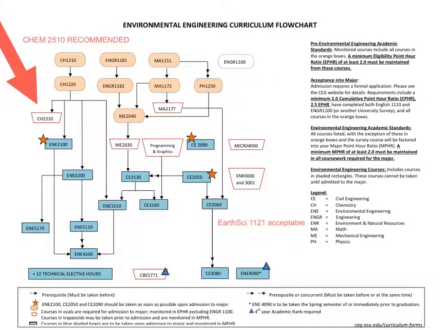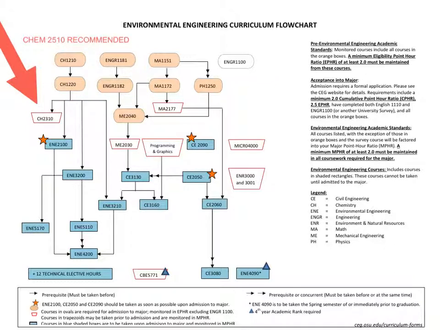An important note here as well is you see chemistry 2310 listed. We will also accept, and in fact we would actually recommend instead chemistry 2510. Our students seem to be doing much better in that class. 2310 tends to be very similar to Math 1172, where it covers multiple semesters of content in one semester. So we would probably recommend that you take the Chem 2510 instead.